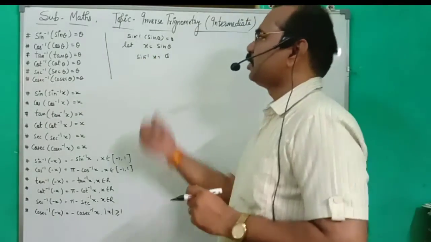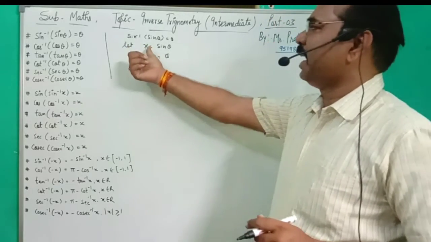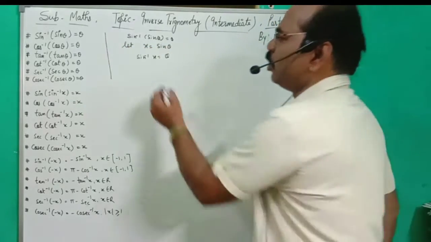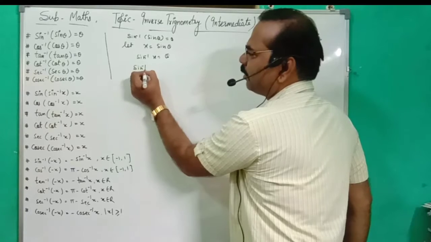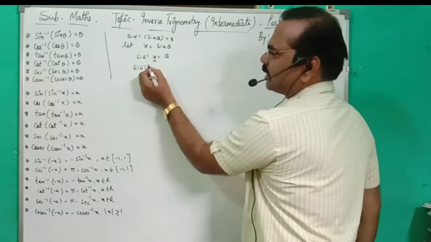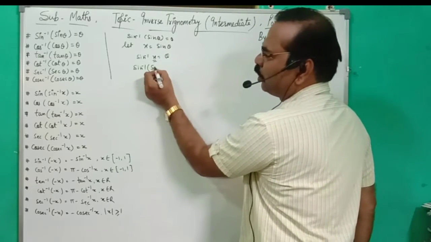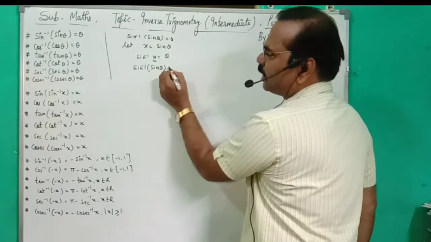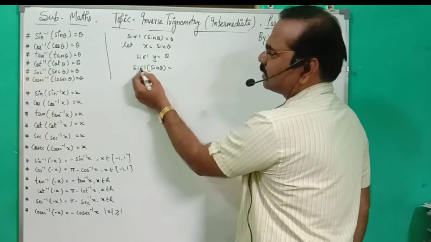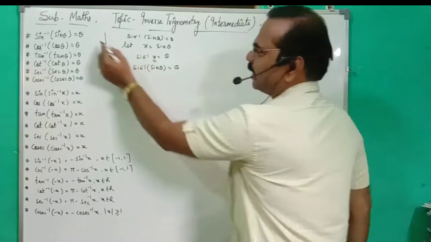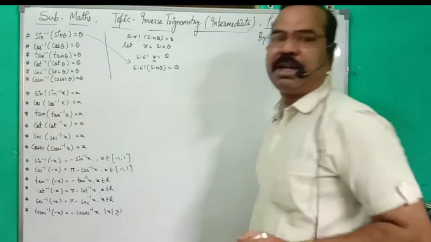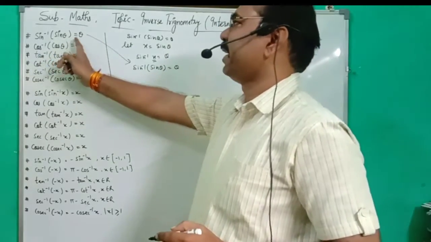So now students, we let x is equal to sin theta. Keeping that value, we have sin inverse of x, and x is equal to sin theta. So sin inverse sin theta is equal to theta. That is our first property, which we have now proved.